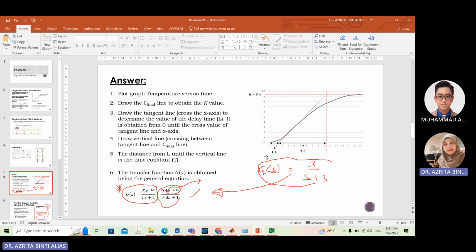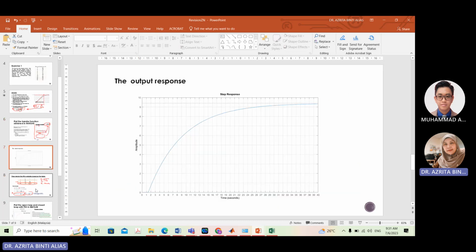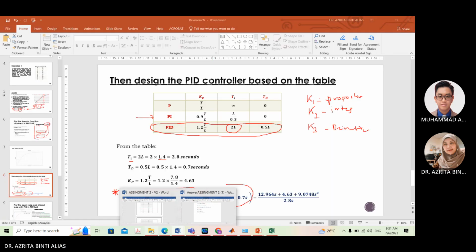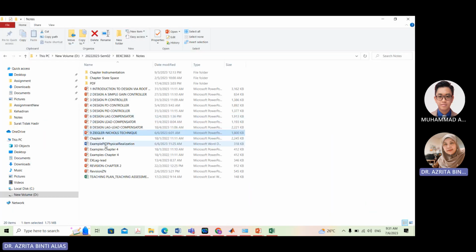So follow this step to find the value of K, L, and T, determine the transfer function, and later on you design the value of P, PI, and PID using this table. Boleh? Boleh? Boleh tak?